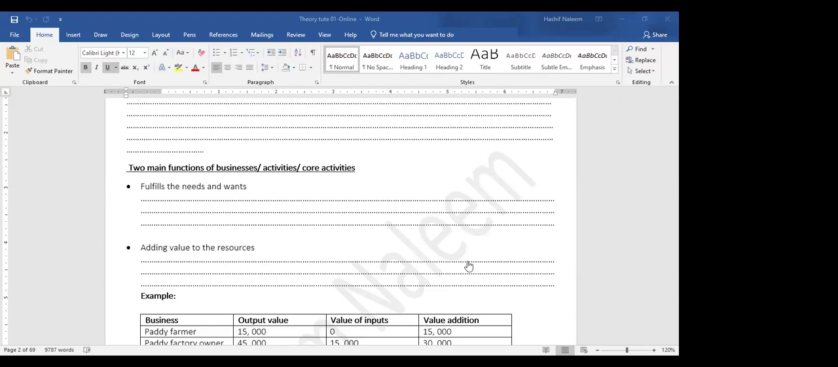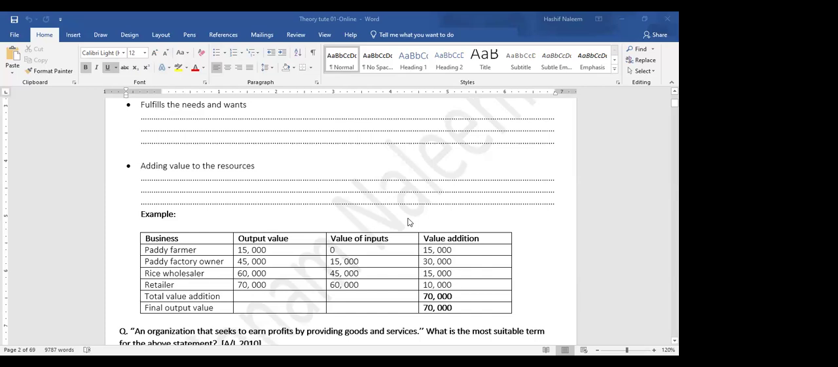And the second thing is something which is new for you all: adding value to the resources. Listen carefully. Here I have given a small table, and we'll go through the example. The first column is business. There are four types of business. One is the paddy farmer, who is also running a business. The factory owner is the second business. Retail is the fourth. We'll see how they are making value addition.